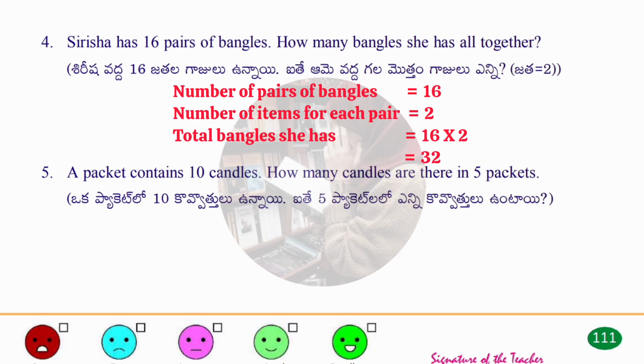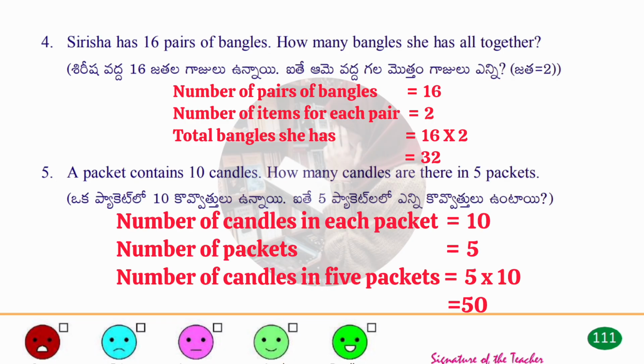Next, fifth question. A packet contains 10 candles. How many candles are there in 5 packets? Okay, let's see the answer. Number of candles in each packet is 10. How many packets are there? Number of packets are 5. Now we have to find the total number of candles in 5 packets. So number of candles in 5 packets equal to 5 multiplied by 10, means 5 times 10 is 50. 50 is the answer. So total we have 50 candles in 5 packets.